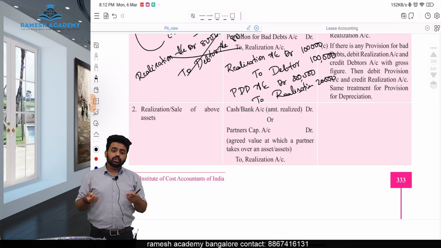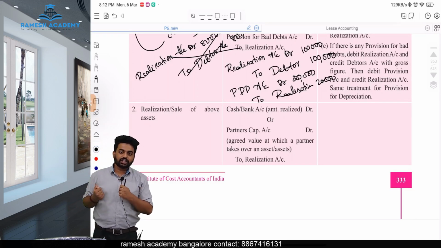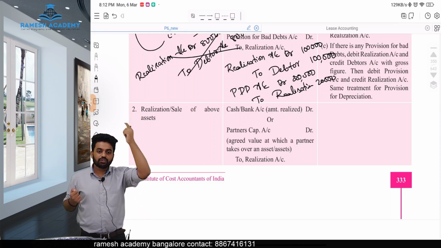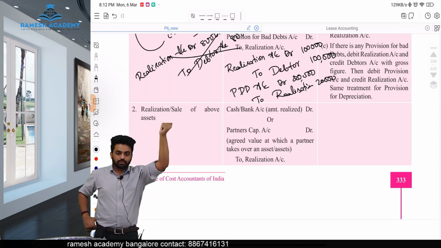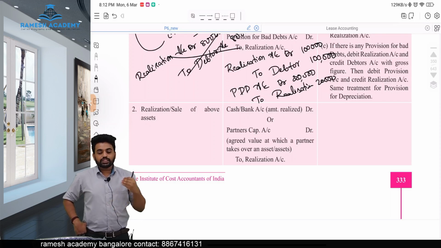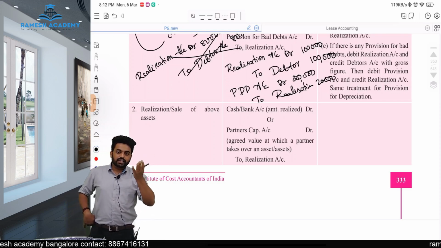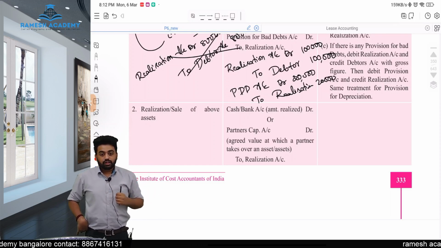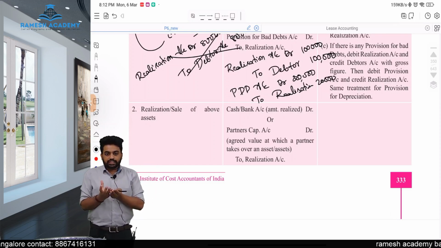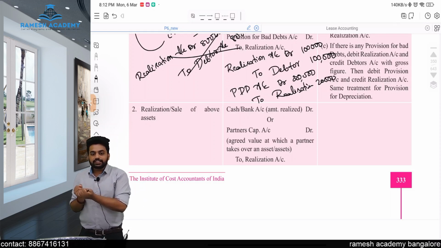You have to give a credit to the realization account, because for the asset transfer you gave realization account a debit. Now what will be the entry? If you sell it for cash or bank, the entry will be cash or bank account debit to realization account. What about when you have one asset that our partner is interested in?